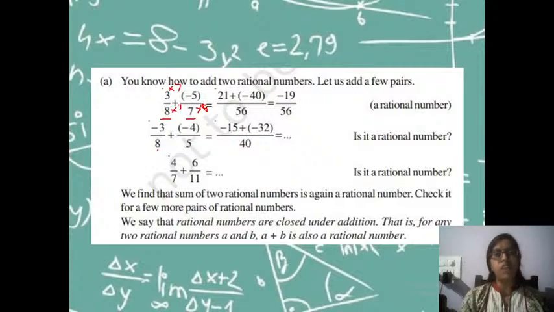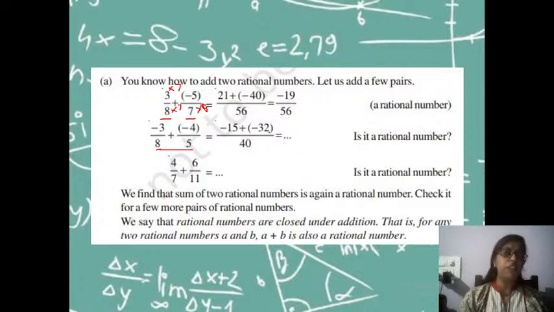Fine. Here for these two the LCM is 40. Then the numerators minus 3 and minus 4: 8 5s are 40, so 3 5s are 15, minus 15 because the minus sign is there. Keep that in your mind. 5 8s are 40 here, so 4 8s are 32. The minus sign is there, so minus 32.